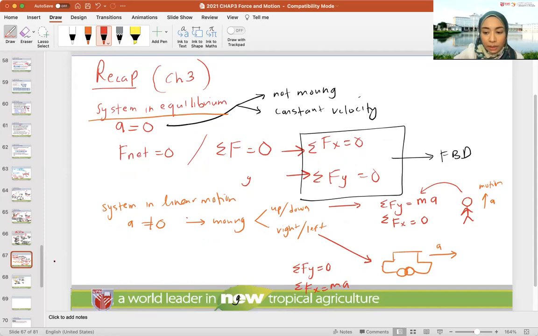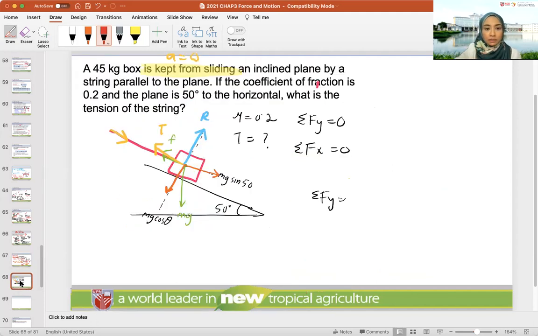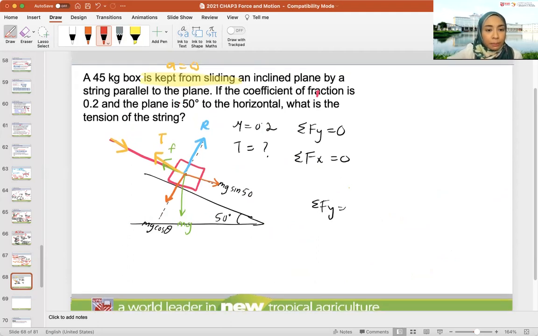Any questions about our recap before we continue with examples? I want you guys to try it this time. So everyone's okay? Understand what we're talking about? Okay, all right, that's good. So let's talk about this example again. We already talked about it, but let's do a recap. So a 45 kilogram box is kept from sliding on an inclined plane.